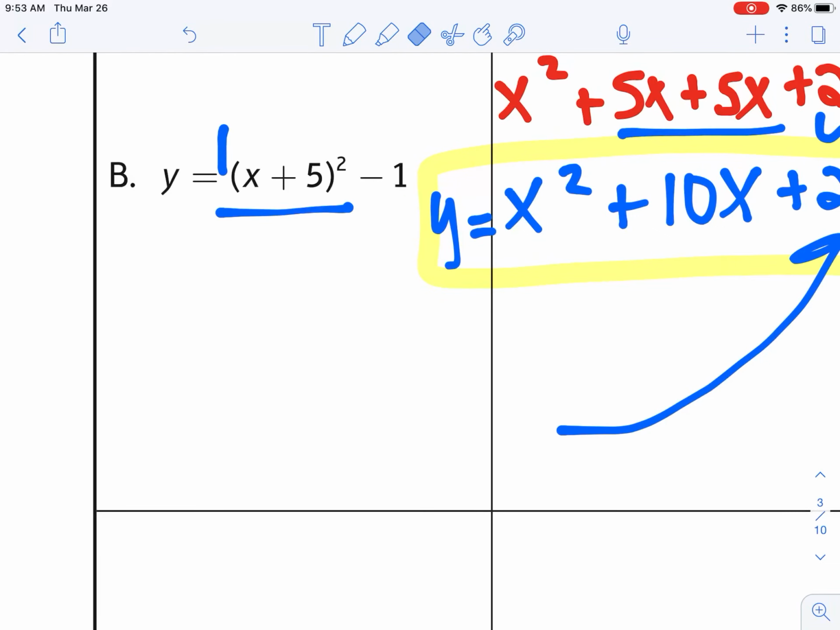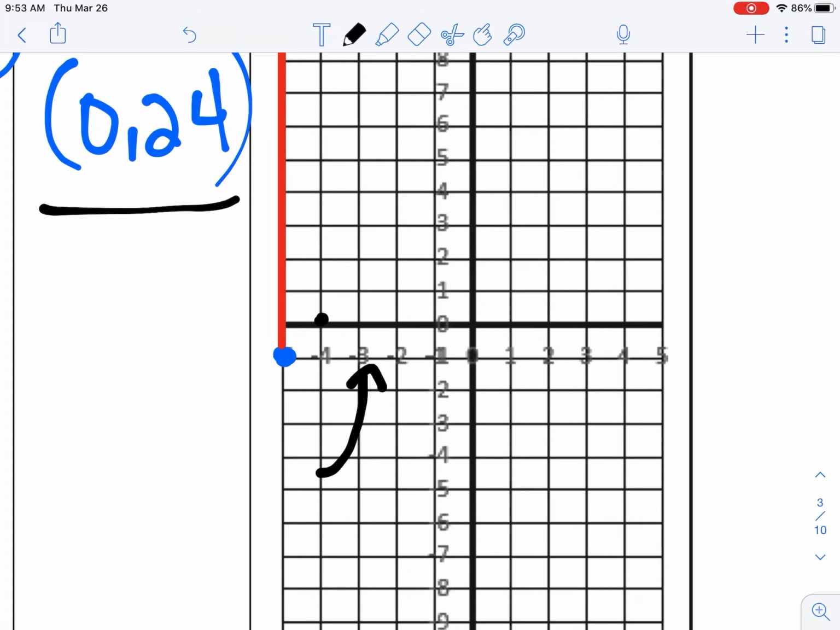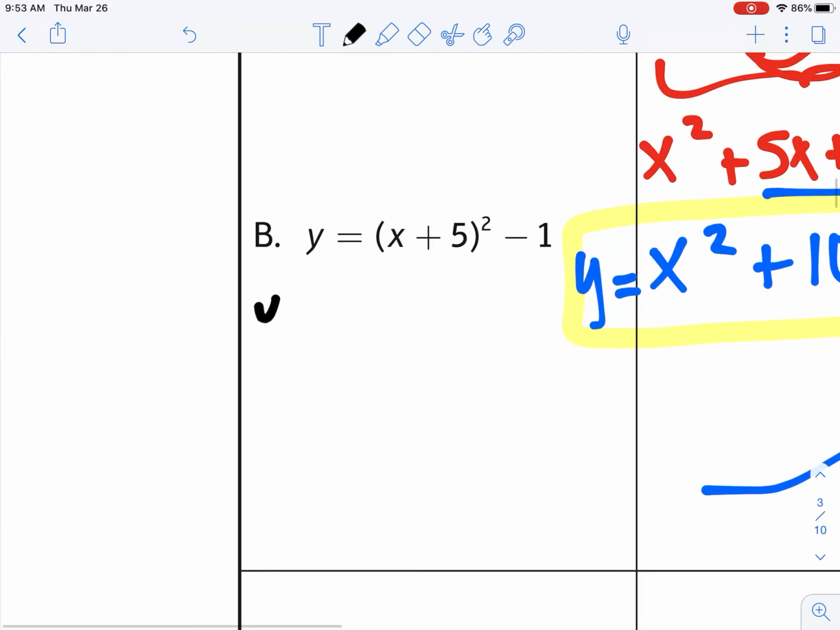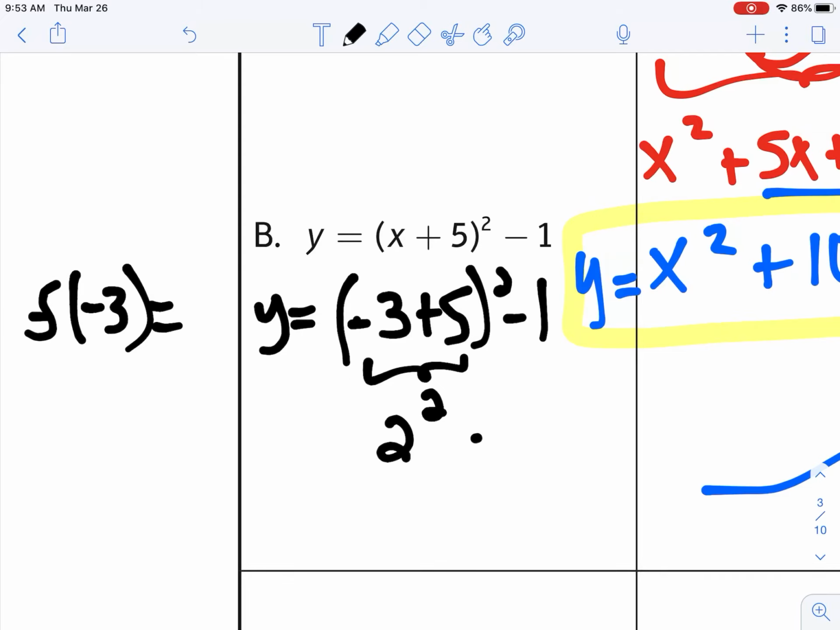I could plug it into the standard form or the vertex form, but in this case, it's easier to just plug into the vertex form. So I'm plugging in again when x is negative 3. Okay, so y equals, so I'm testing f at negative 3. What is y? All right, so negative 3 plus 5 squared minus 1. Negative 3 plus 5 is a positive 2 squared minus 1. So 2 squared is a positive 4 minus 1 leaves me with 3. So when x is negative 3, y is a positive 3.